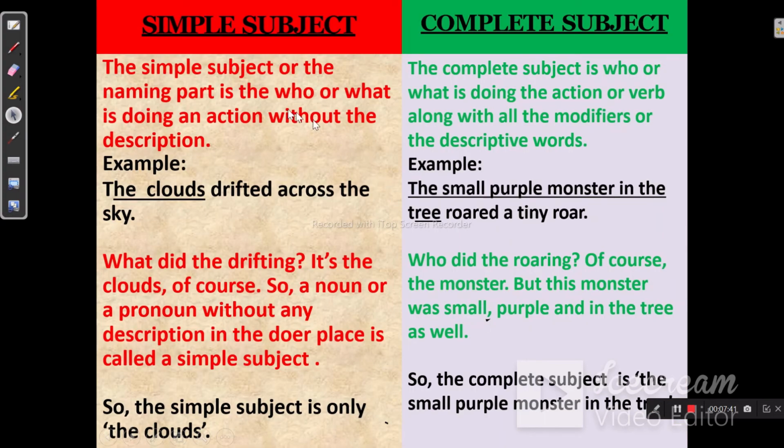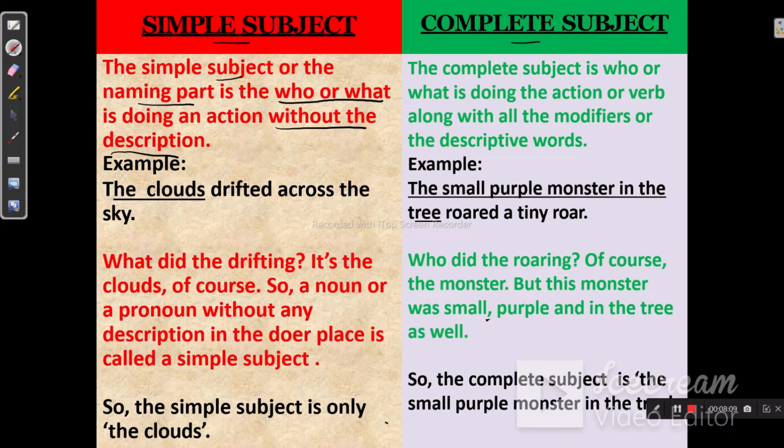Now let's understand the concept of simple subject and complete subject. Simple subject, or the naming part, is who or what is doing an action without the description. So again, the subject is who or what in the sentence, right? And the subject is without the description, without the explanation.